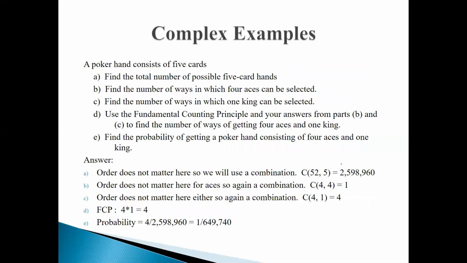Let's do a little more complex example. Say a poker hand consists of 5 cards. Find the total number of possible 5-card hands. Find the number of ways in which 4 aces can be selected. Find the number of ways in which 1 king can be selected.